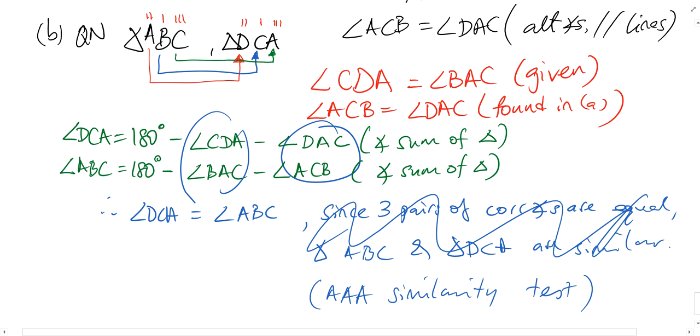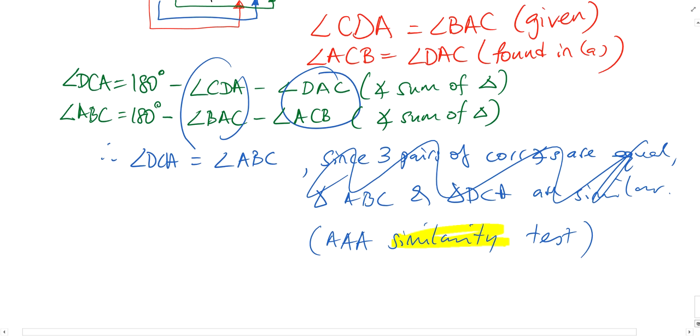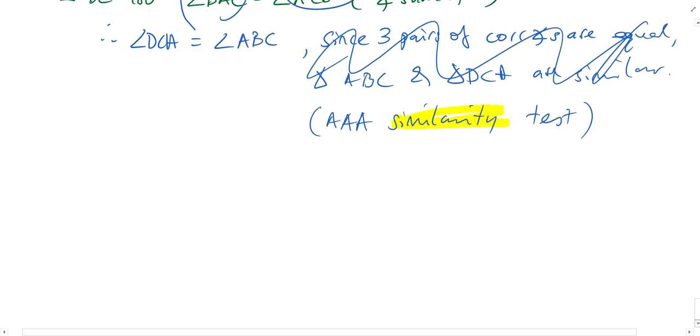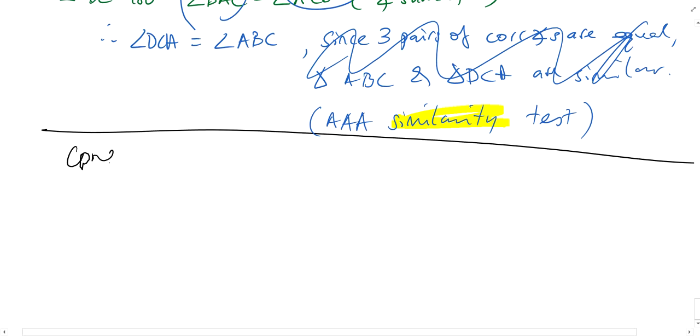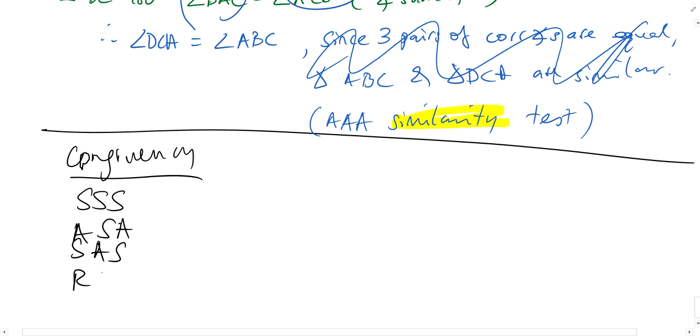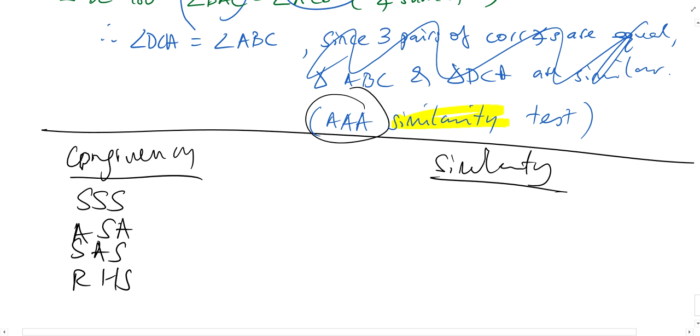You must have this word similarity. Can? That is what I expect of you. Why do I want this? Because in our congruency tests, what are the tests that we have? Recap, review: SSS, what else? ASA, what else? SAS, and one last one? RHS. For similarity, now that our Maths HOD has allowed us to use this acronym, what are the three tests that we have?